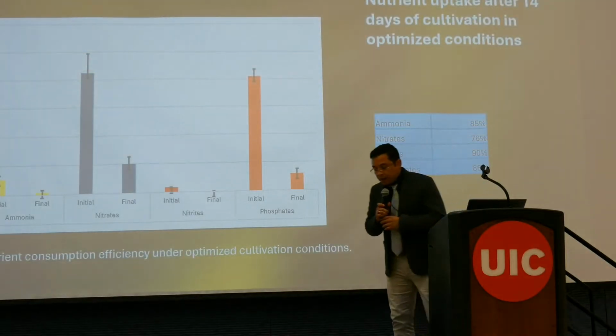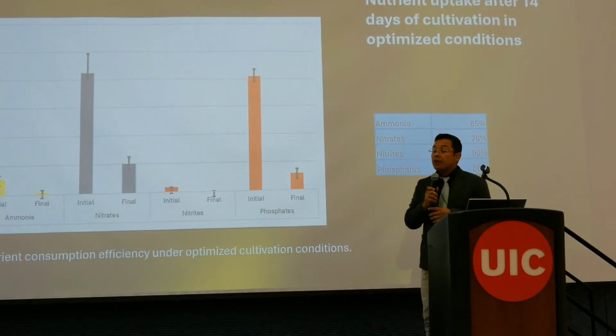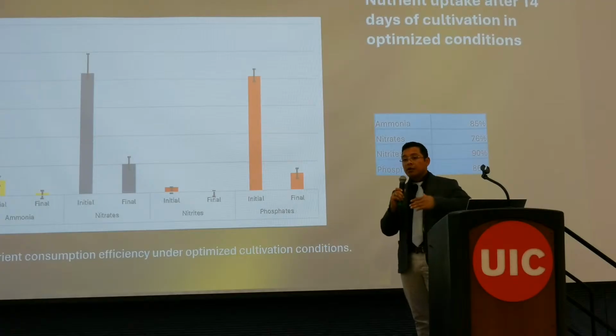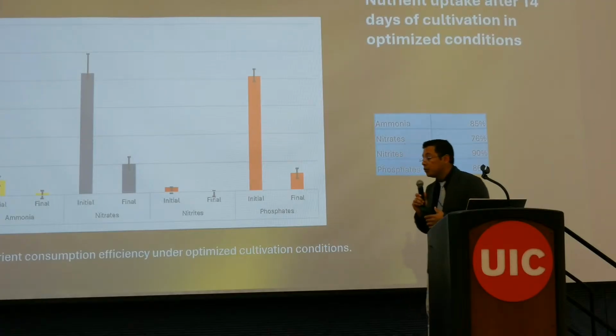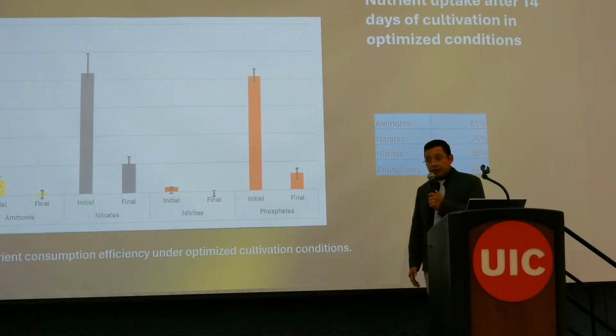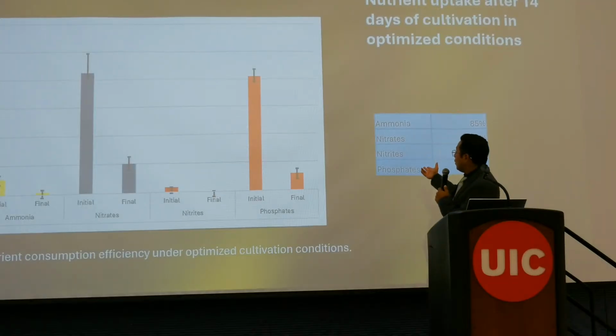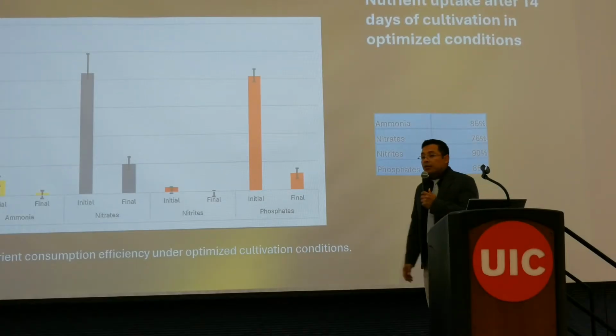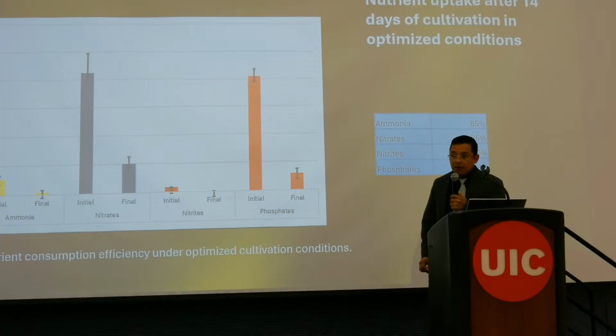Now about the nutrient efficiency. You see that after 14 days, when optimizing the cultivation conditions, the microalgae was able to remove between 70 to 90% of the nitrogen in the forms of ammonia, nitrites, and nitrates. And also, it was able to remove almost 90% of the remaining phosphate from the wastewater.